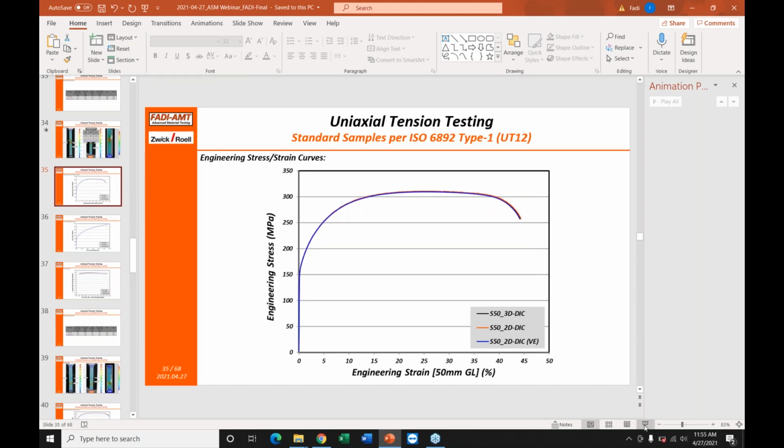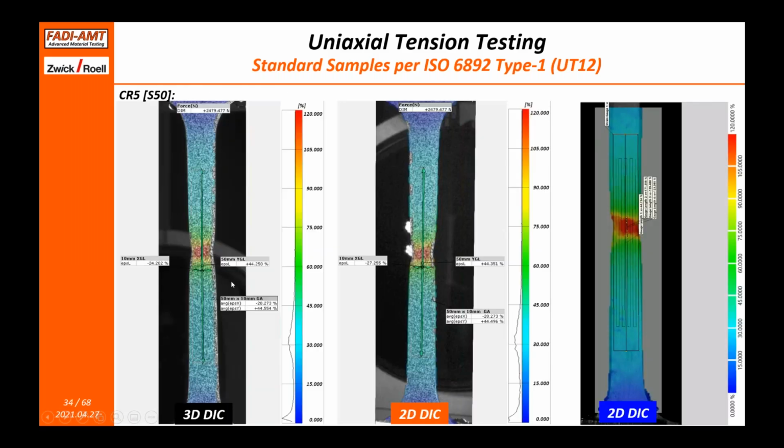Sure. I'm going back to this slide in my presentation. This is a CR5. CR5 is basically a mild steel with a ductility of 45% elongation, which is very close to a stainless steel. So this is one of the highest ductility steels out there. Stainless steel might read 45 to 55% elongation.